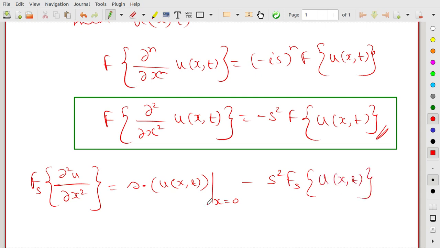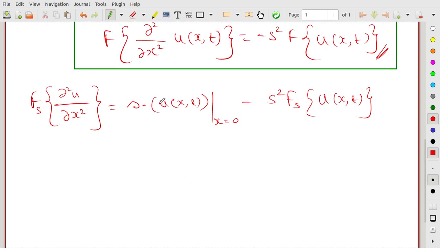So here we have a new term. Remember, this part is the s, and this part alone is nothing but u of 0 comma t. So it's the value of the function u at x equal to 0 and for all times. So that's the meaning here.